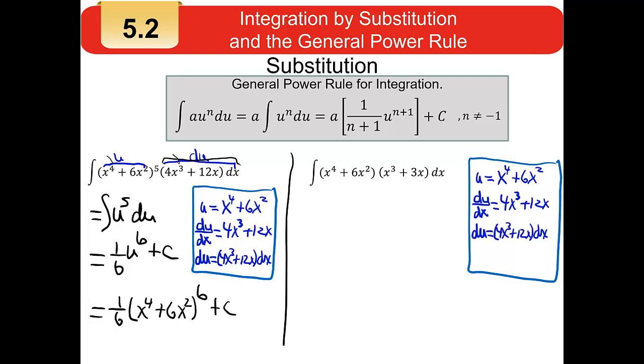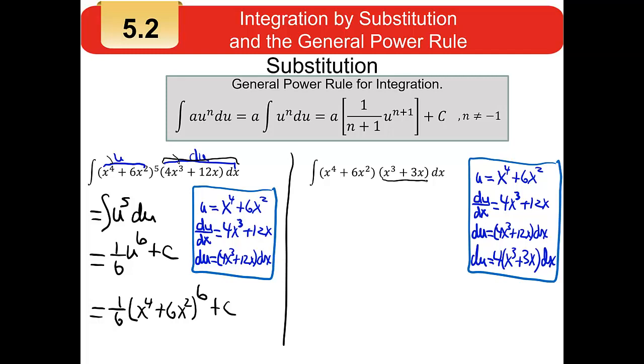Now that's not exactly what I have for du. But think about it a minute. There's a 4 inside of both factors in that differential. If I factor a 4 out, I get 4 times the quantity x cubed plus 3x. And notice now that that x cubed plus 3x appears there, and I'm just missing a 4.